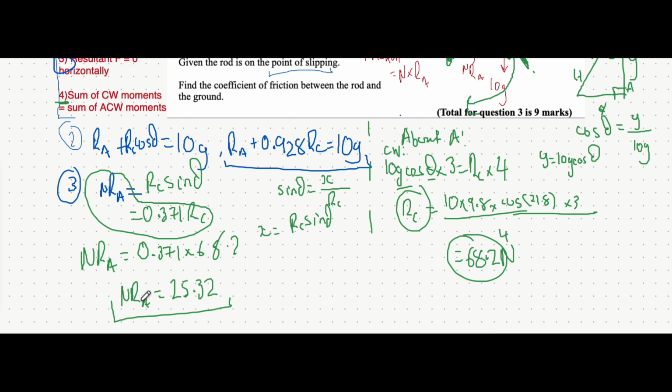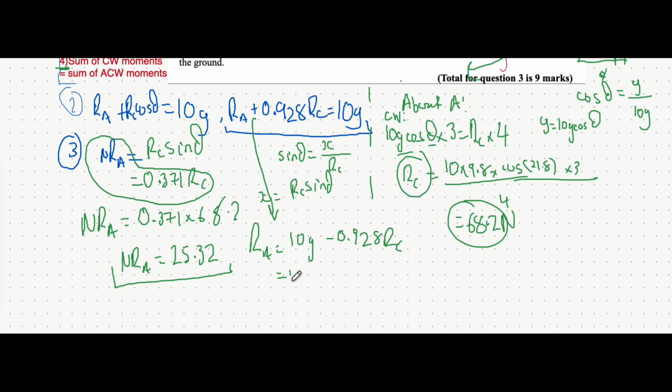We're almost there now. We just need to find the reaction force at A. If we look at this equation here, we can rearrange this for the reaction force at A, because we know it's 10g take away 0.928 RC, and we also know RC is 68.2. So that's 10 times g, which is 9.8, take away 0.928 multiplied by RC, which is 68.2. And that's equal to 34.7.